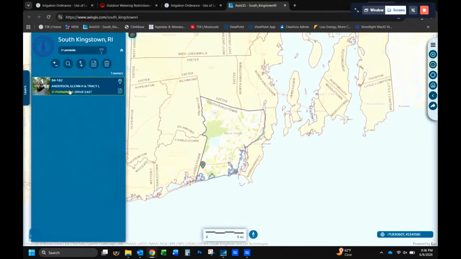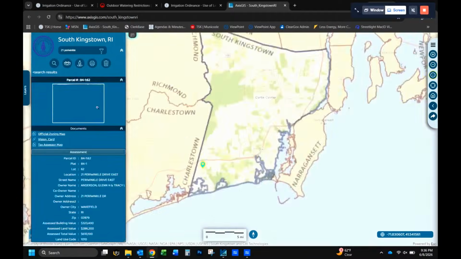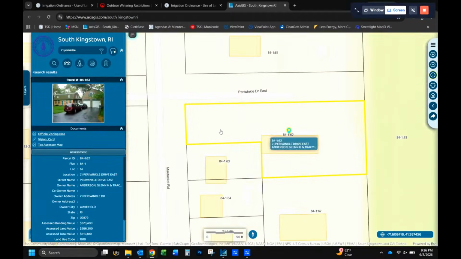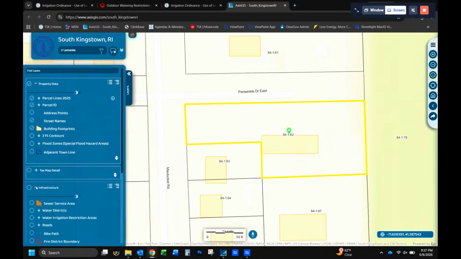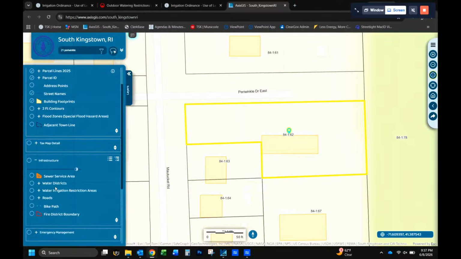I'm going to type in this person because I know this person. So it goes to that address. When I select the address, you know what I'm going to do? I'm going to turn on the layer. I'm going to go layers. It explains this on the website as well. I go to infrastructure, water irrigation restriction areas. I turn them on.